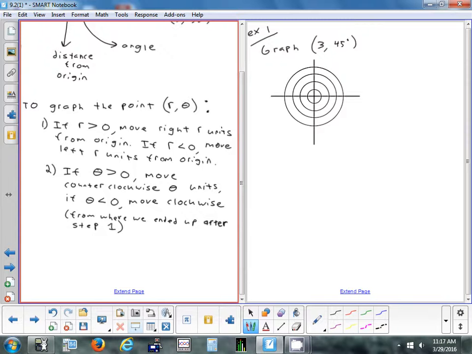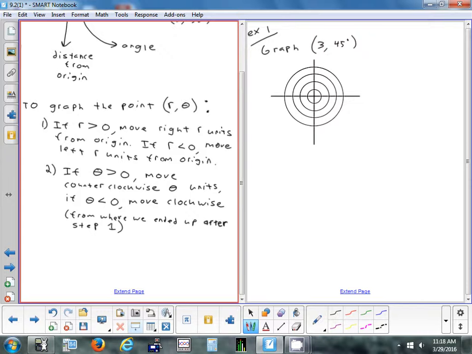All right, so we're going to graph the point (3, 45 degrees). All right, so we'll start with our radius. James, my radius here is how much? 3. And is it a positive 3 or negative? Positive. So we're going to start at the origin. And Jacob, since it's positive, I'm going to go 3 units. To the right. Which way? Yeah, 3 units to the right.